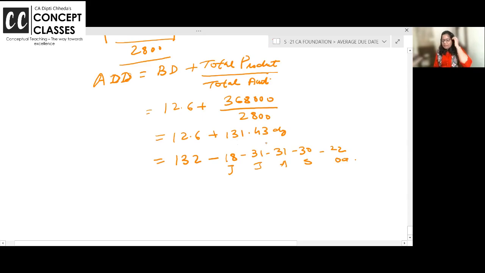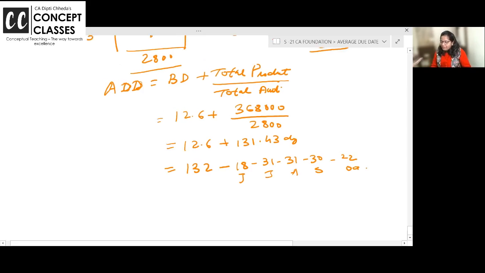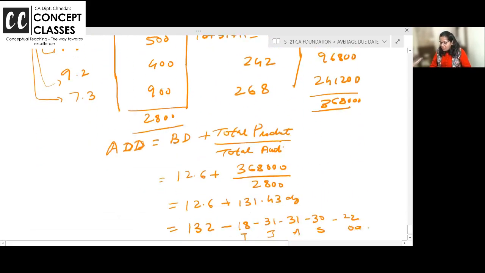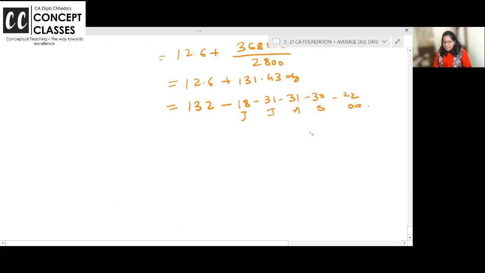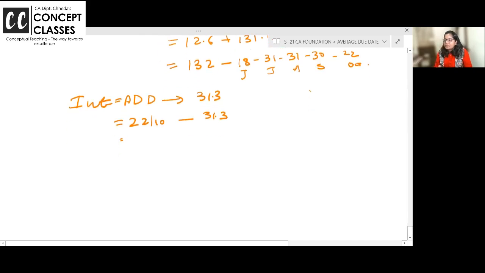They have taken 131.43 as 131 days. Actually, you have to round off on the upper side only, generally. Okay, so 22nd October you are getting. Average due date, as if B would have withdrawn on one single day. Now interest should be calculated from average due date till 31st of March. 22nd October to 31st of March.